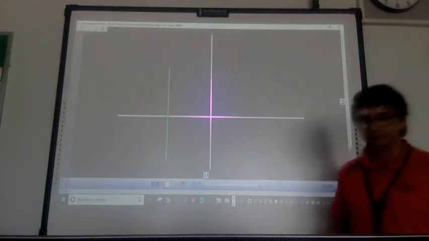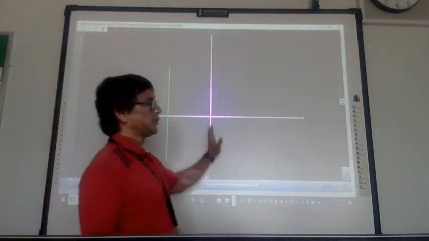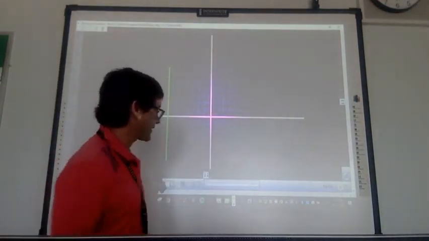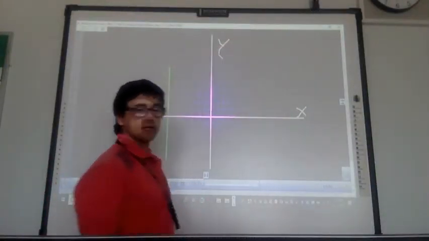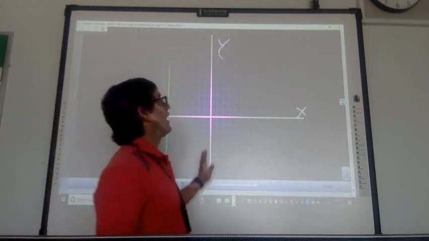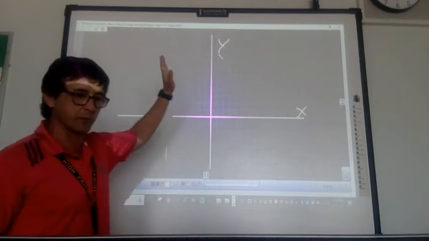All right, so you are going to draw this. The white lines are like the X and Y axis. Remember how I said Y to the sky? Y to the sky, Y axis to the sky, so you can always remember which is which.